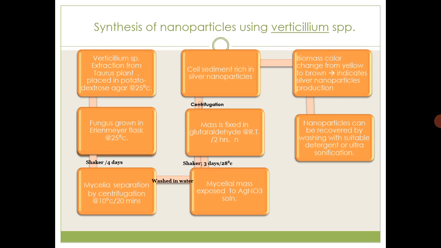Only one little difference is what? In the silver nanoparticles we are observing a color change from yellow to brown. In the gold particle synthesis we will observe the color change from pink to blue. So if the blue color is present in the biomass, we can say that gold nanoparticles have been synthesized by the Verticillium species. Alright, now we will move to the next topic.